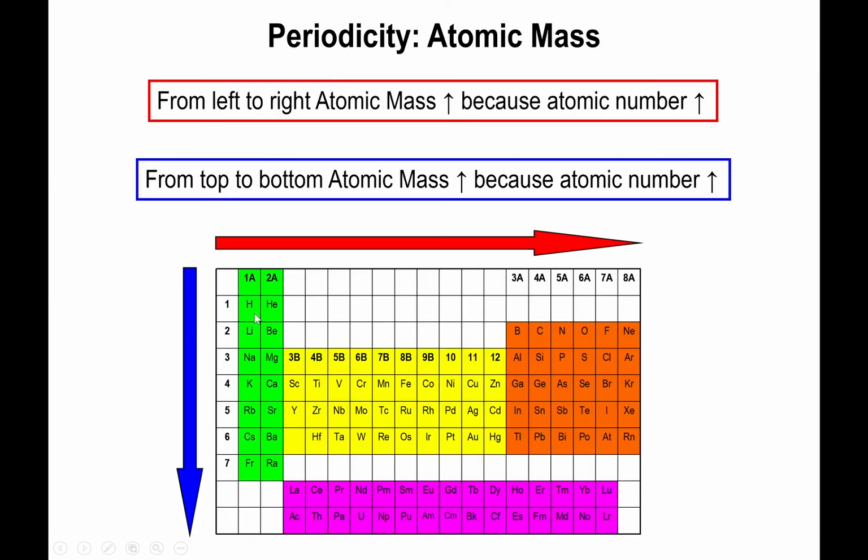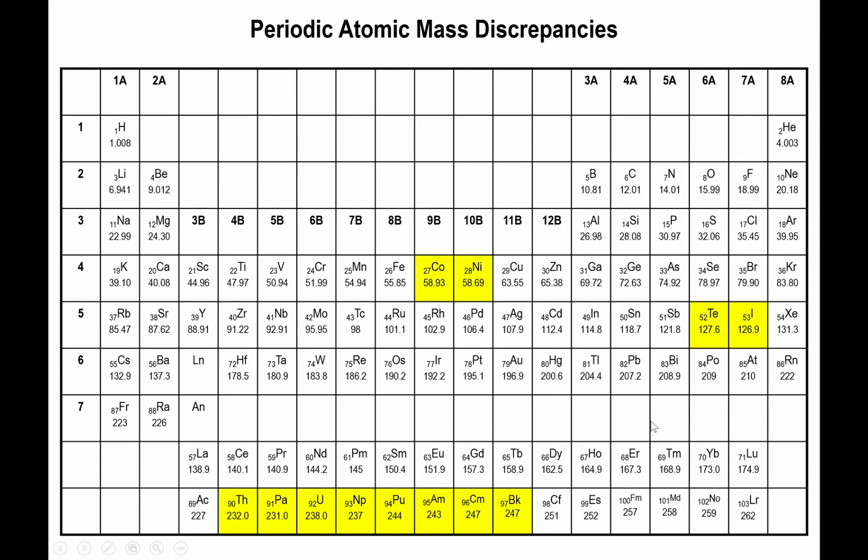As you go from top to bottom, you have a lot more electrons and a lot more protons and neutrons, so the mass goes up. So generally speaking, from left to right and from top to bottom, the atomic mass increases. But then, if you look carefully, you'll realize that there are some pockets where this isn't exactly true. For instance, between cobalt and nickel, the atomic mass actually goes down. Not by a lot, but it does go down. And from tellurium to iodine, same idea.